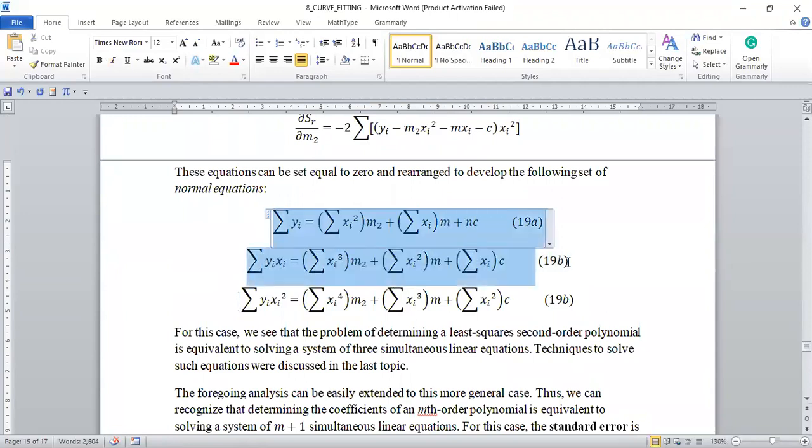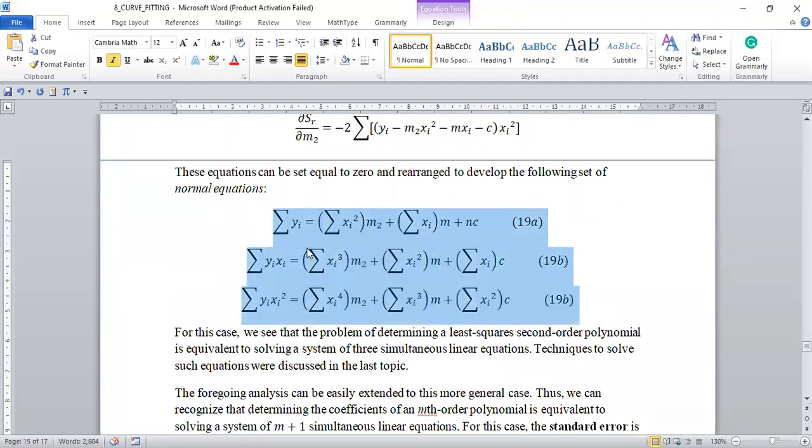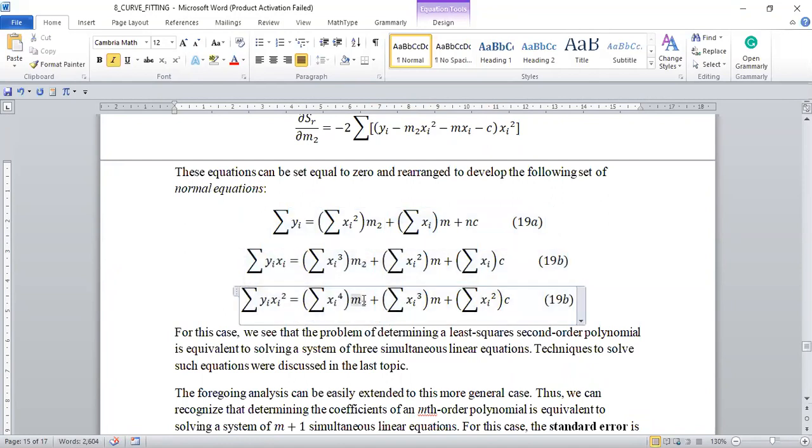So I want to ask, this particular set of equations, they look familiar. Can somebody tell me what they are? These 3 equations.